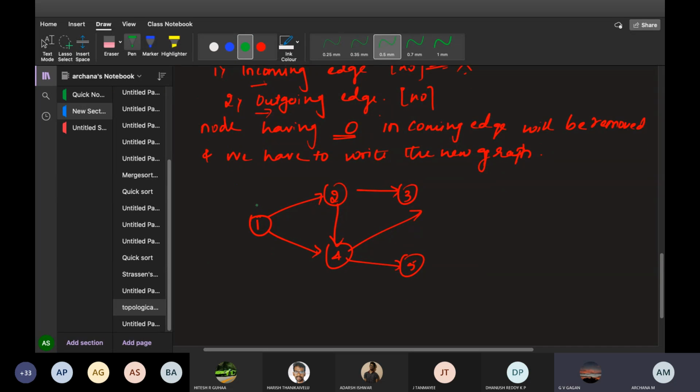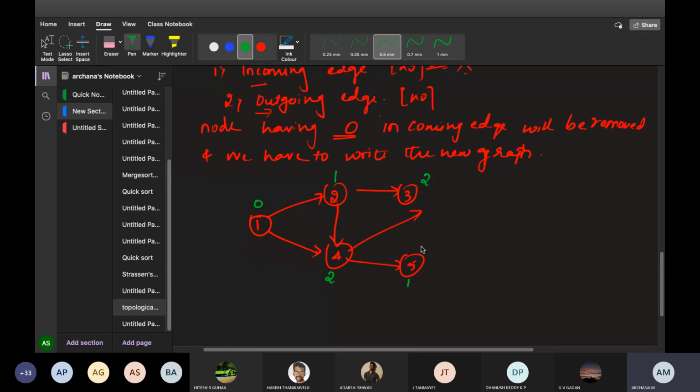For 1, there is 0. For 2, how many incoming edges are there? 1. And then for 4, how many incoming edges are there? 2. 4 is having edges from 1 and even 2. For 3, how many incoming edges? 2. For 5, how many incoming edges? 1. So this is a very, very important thing you people have to note down.